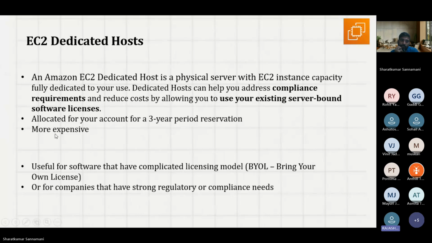The main concept of this dedicated host is mainly security, compliance and isolation. That is what Tiwari already told. So this is one kind of pricing model. If it is allocated, it will be there for 3 years. That kind of reservation will be there for a dedicated host.